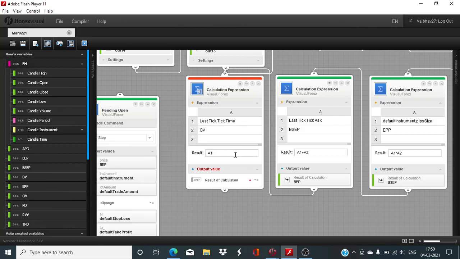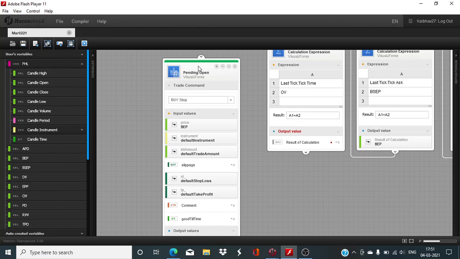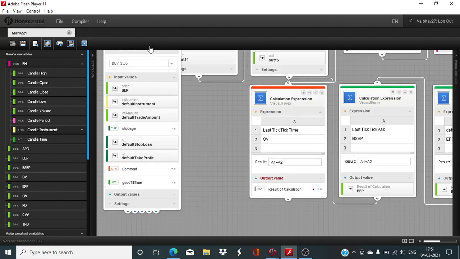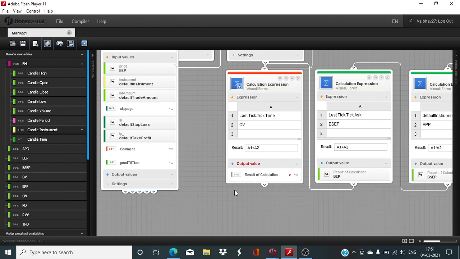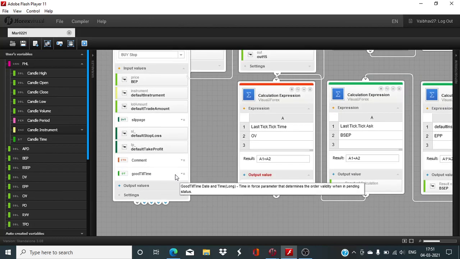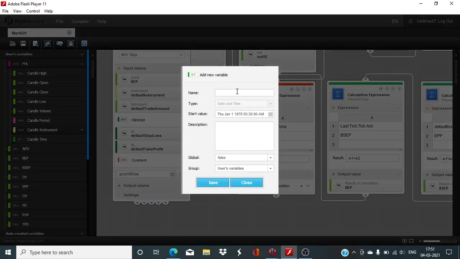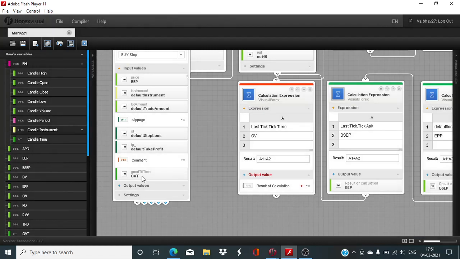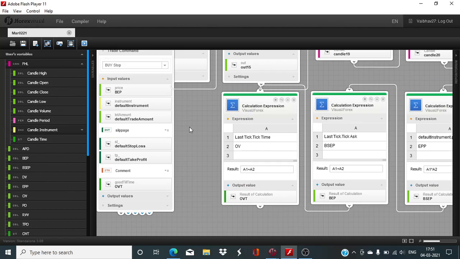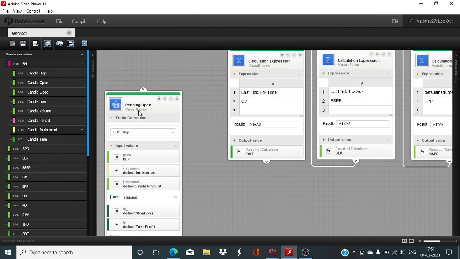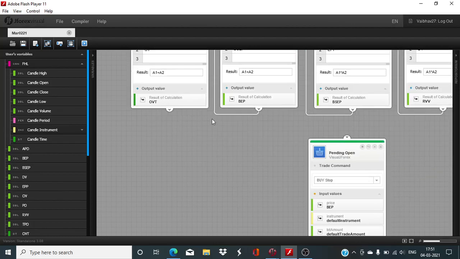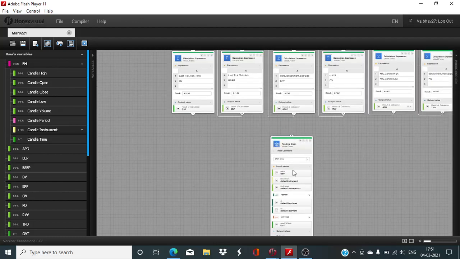So this will be A1 plus A2. And now here we have to pay attention to the data type for this variable output value, and we need it in long data type. So I will create the variable itself there, and we name it OVT. Okay, and its output value will be the result of this calculation. So that looks good now. I will join this where it belongs.